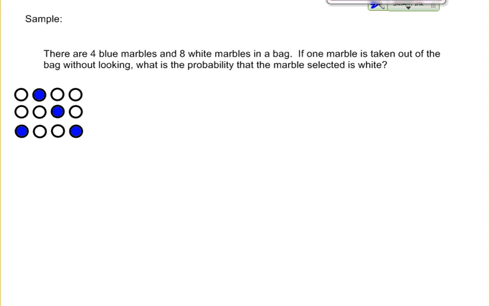All right, here's your sample problem then to get you on your way as you work with Lesson 90, reducing fractions to lowest terms.